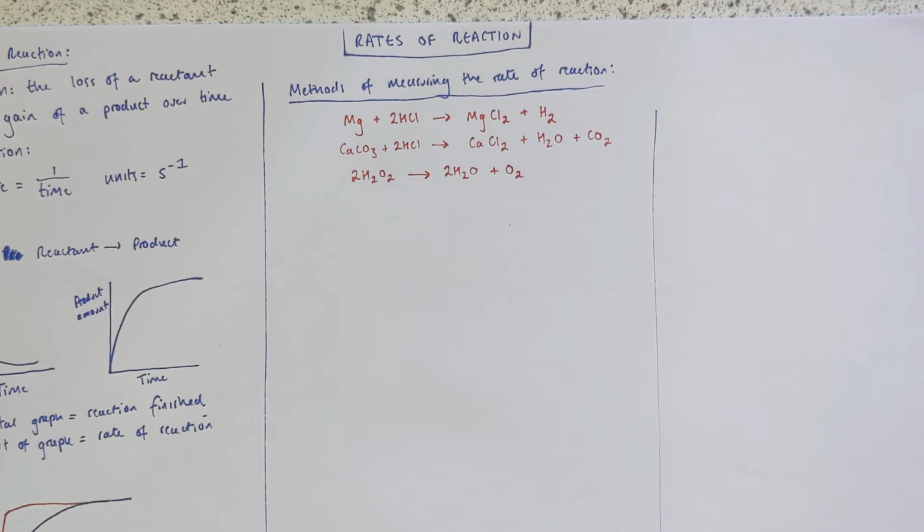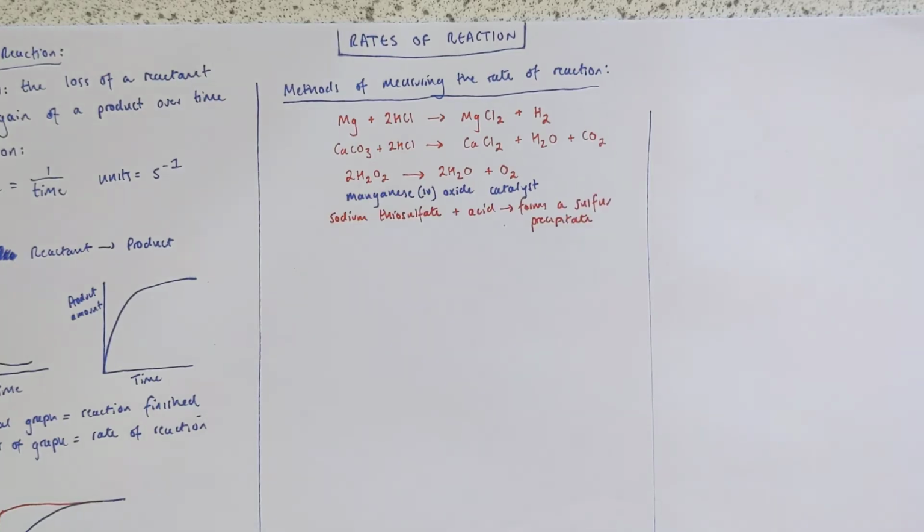The third reaction that comes up in this topic is the decomposition, which means breaking apart, of H2O2, which is hydrogen peroxide. So hydrogen peroxide breaks apart into water plus oxygen. Now there's one extra detail you need to know about this reaction. It needs a catalyst for it to work, and that catalyst is specifically called manganese(IV) oxide.